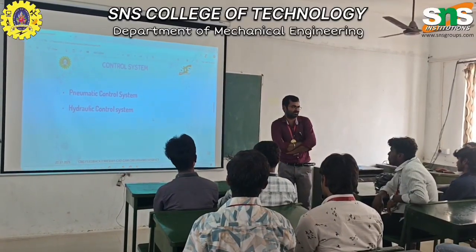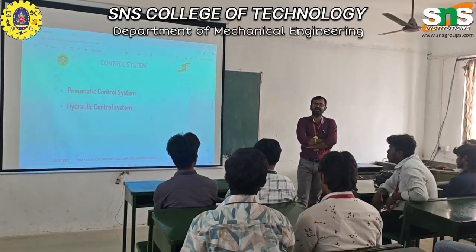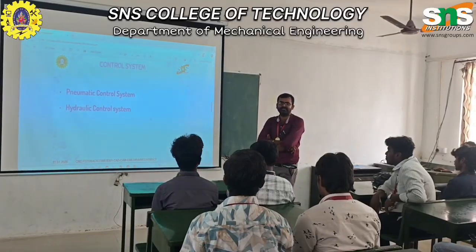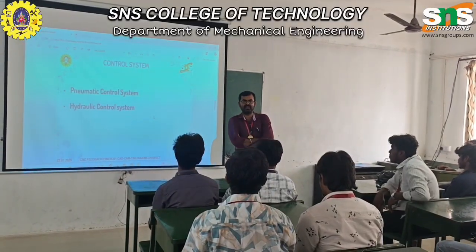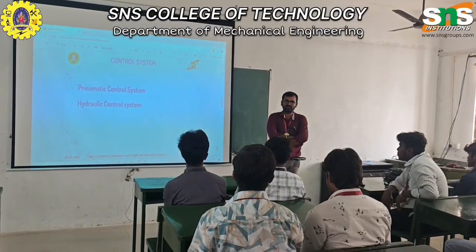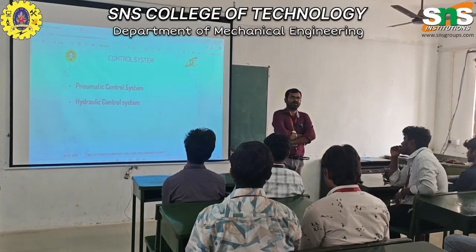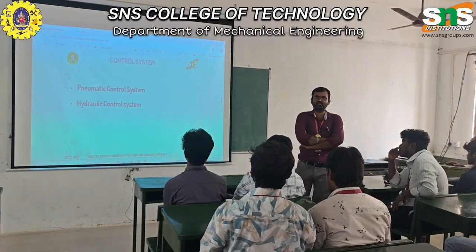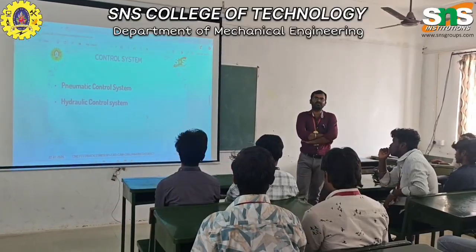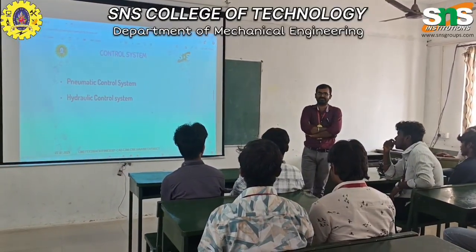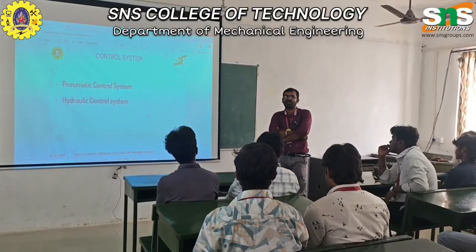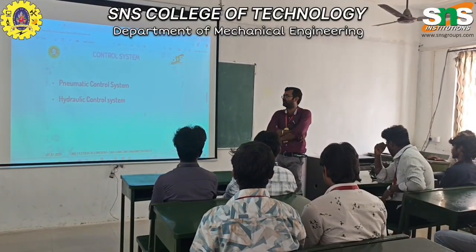So today we are discussing the different types of control systems. Basically, there are many types of control systems. The first one is the open loop system, the second is the closed loop system, then the hydraulic operated control system and the pneumatic operated control system. These are the different types of control systems used in our CNC. Today we are going to discuss the basic pneumatic control system and hydraulic control system.